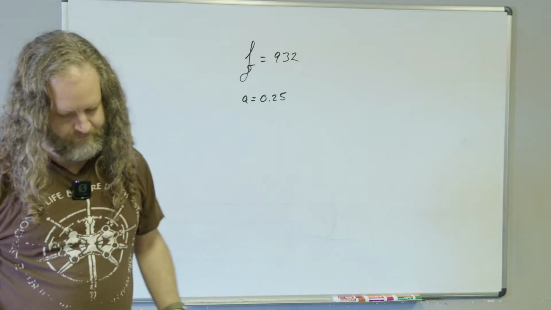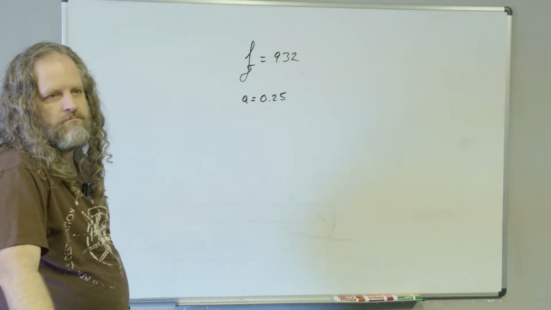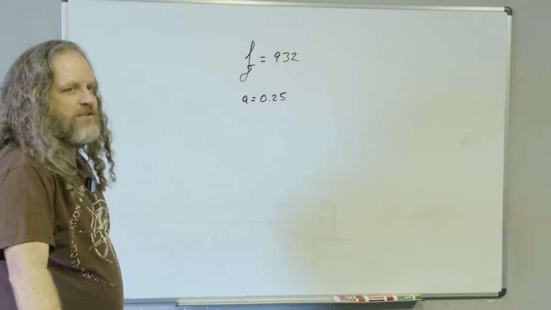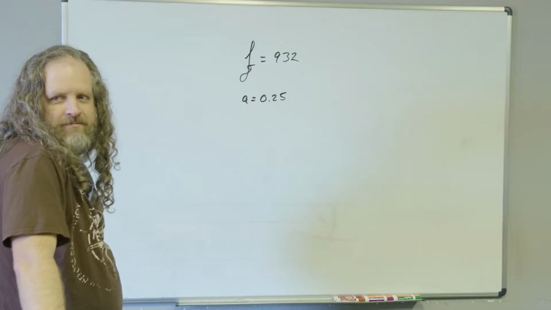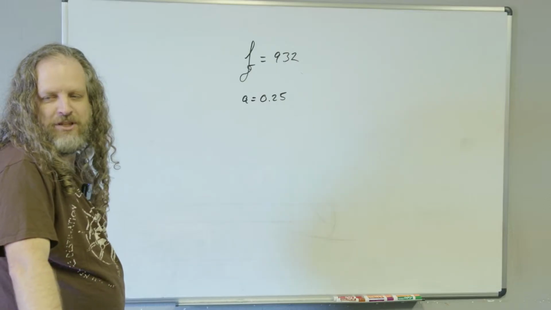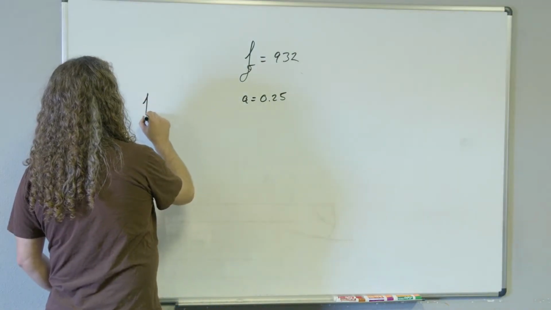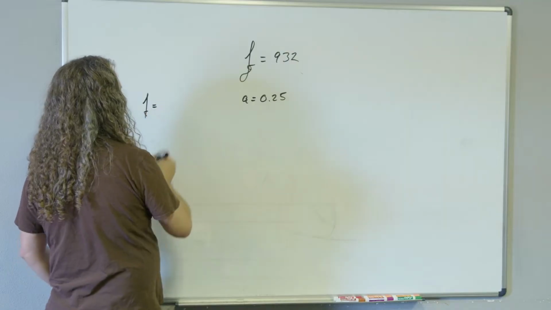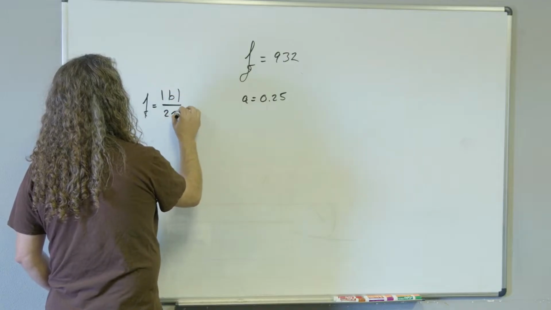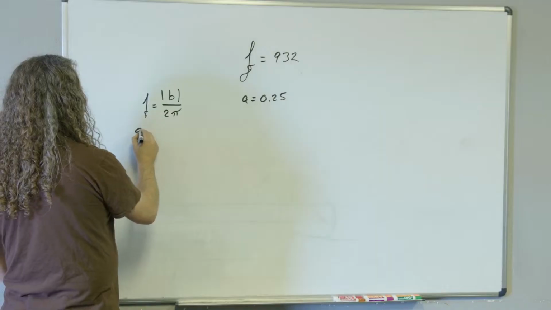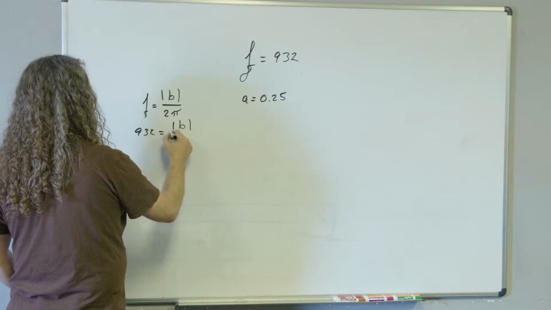How did we get the vertical shift? There isn't one at all. So what letters are associated with frequency? Just B. So we need to figure out what B is. Frequency equals the absolute value of B over 2 pi. So 932 equals the absolute value of B over 2 pi.